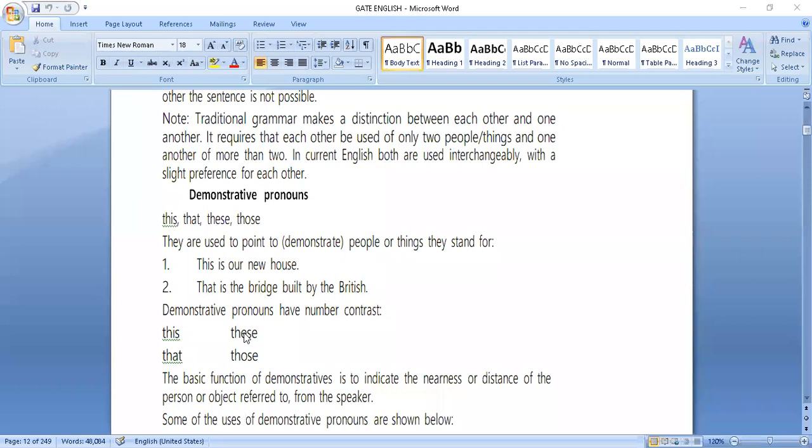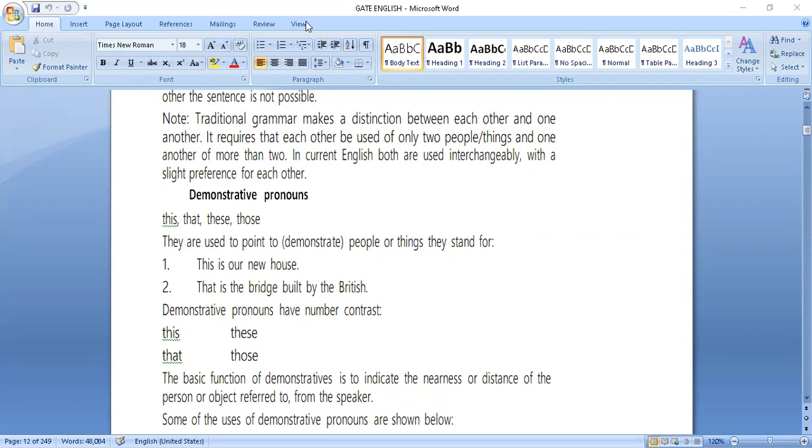Now, that I have already told, we use for something which has occurred previously. Now, those. Now, where do we use those? When do we use it? Those is used when something is at some distance away from us, or something which is away from us.